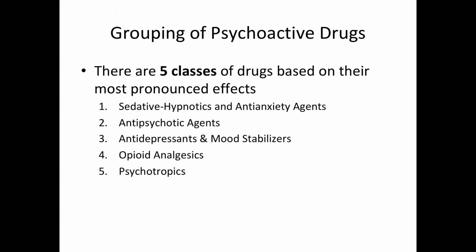Okay, so there are 5 classes of drugs based on their most pronounced effects. We have the sedative hypnotics and anti-anxiety agents, then the antipsychotics, the antidepressants and mood stabilizers, the opioids, and the psychotropics. So let's go over those. We are going to start with the first 2: the sedative hypnotics and anti-anxiety agents, and then the antipsychotics.